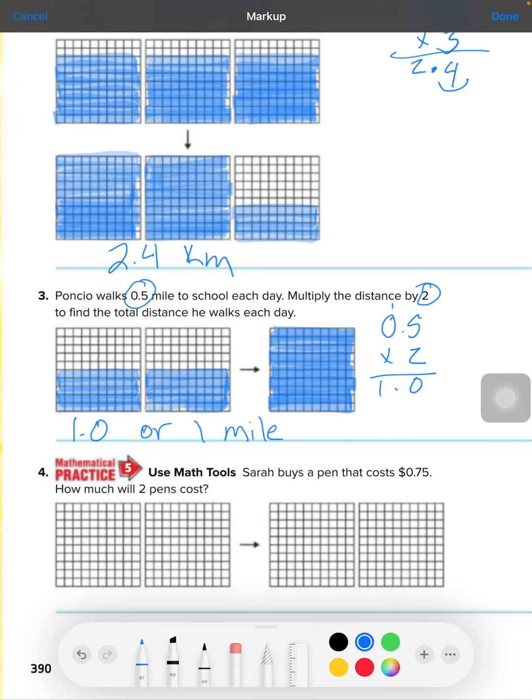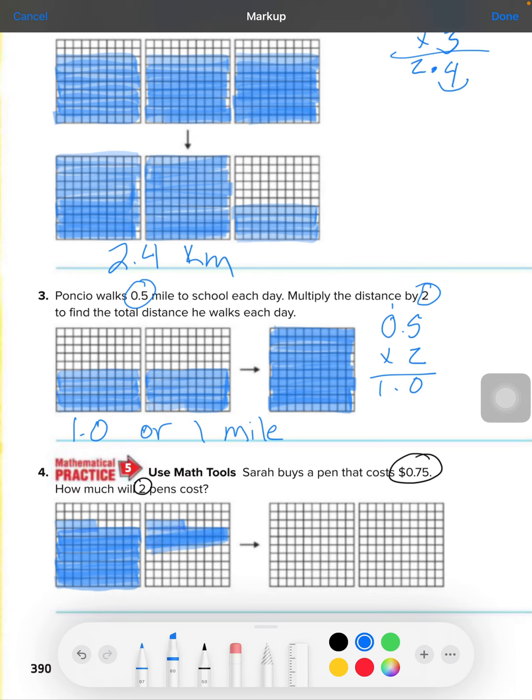Number 4. Sarah buys a pen for the cost of 75 cents. How much will 2 pens cost? So 75 cents means we fill out 75 of these little teeny squares out of the 100. So 75 is going to look like filling in 7 tenths. There's 7. Now we just fill in 5. 1, 2, 3, 4, 5.